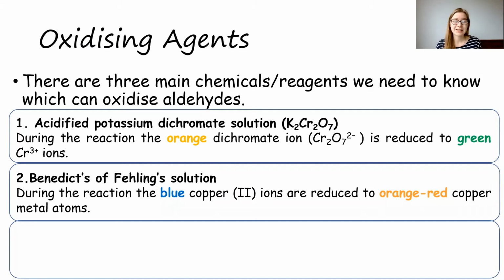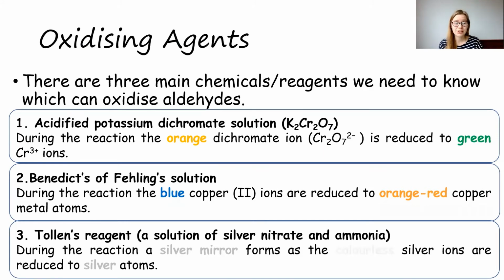We also need to know Benedict's or Fehling's solution. Benedict's is a solution of copper ions, which are blue, and then they get oxidized to this orangey red color. We call that the orange red precipitate, or brick red precipitate. And then we also know Tollens' reagent. Tollens' reagent contains silver ions, which are colorless, and then when they are reduced, they change into silver atoms. So remember, oxidizing agents are themselves reduced, so that can help us if we're linking in our Unit 1 knowledge and our Unit 2 knowledge here. So these are the three main reagents you need to know.